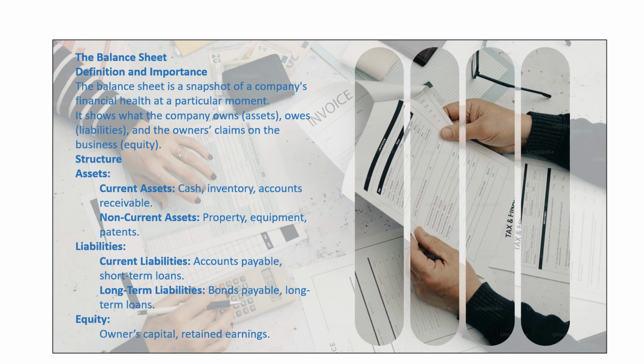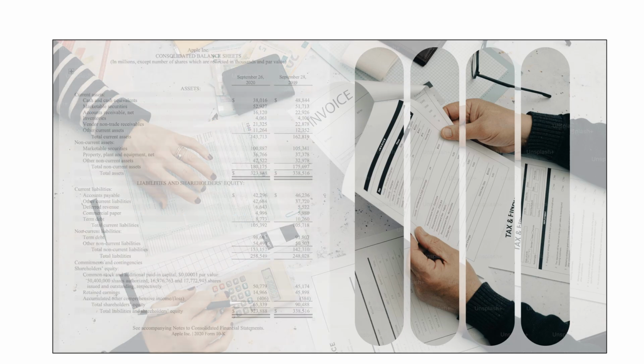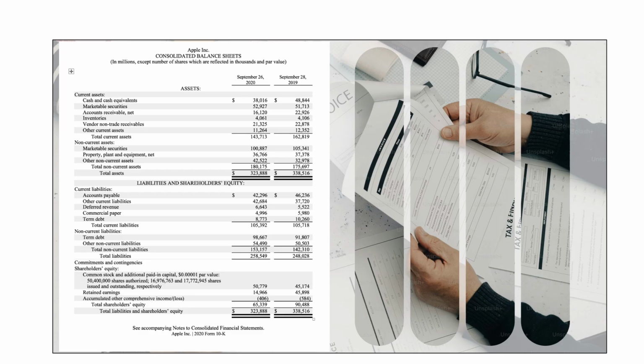Structure. 1. Assets. Current assets: cash, inventory, accounts receivable. Non-current assets: property, equipment, patents. 2. Liabilities. Current liabilities: accounts payable, short-term loans. Long-term liabilities: bonds payable, long-term loans. 3. Equity: owner's capital, retained earnings. Example is shown here for balance sheet.